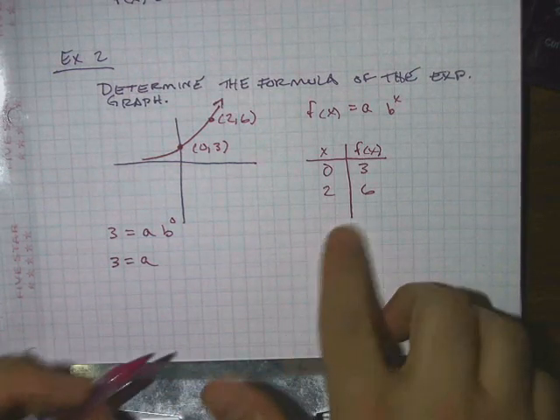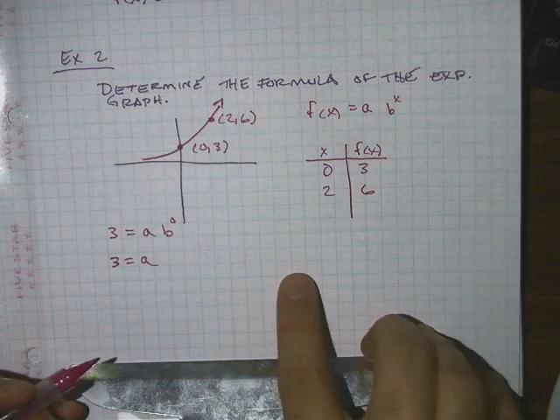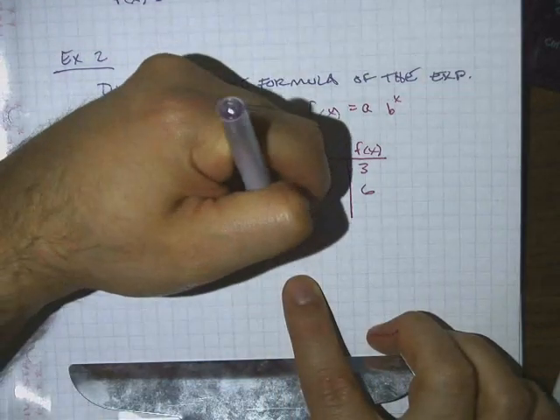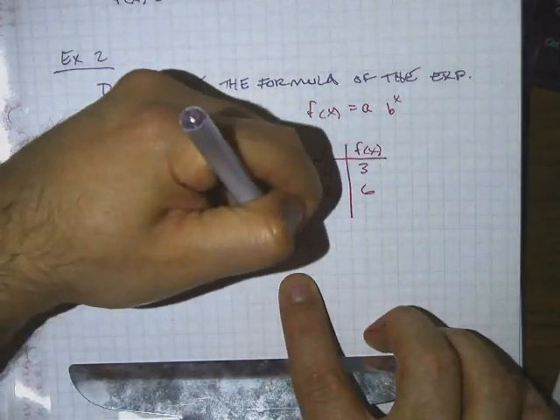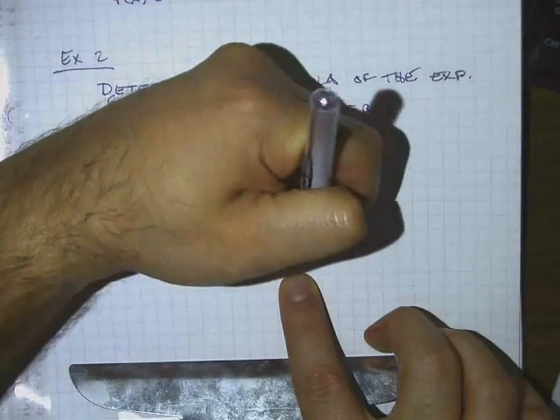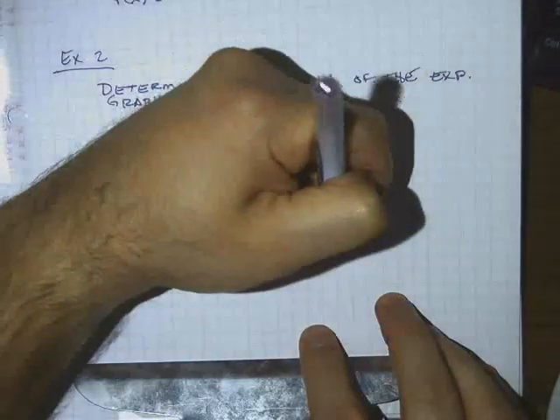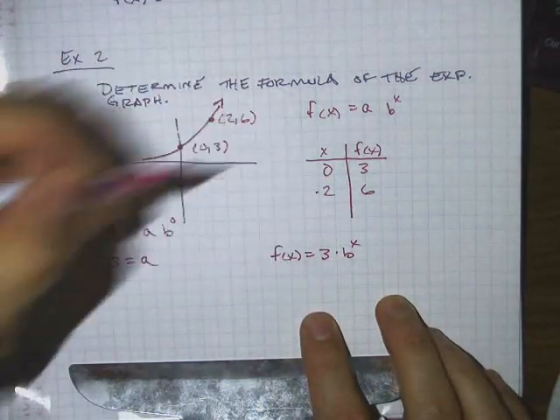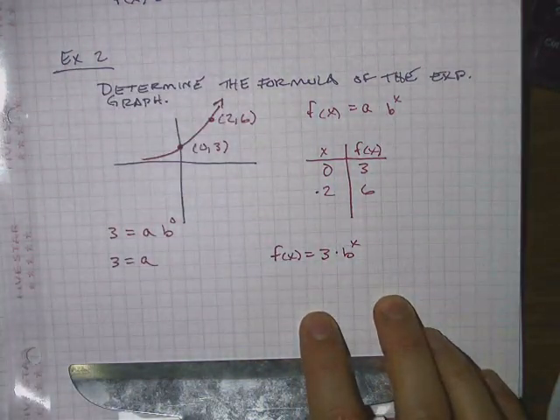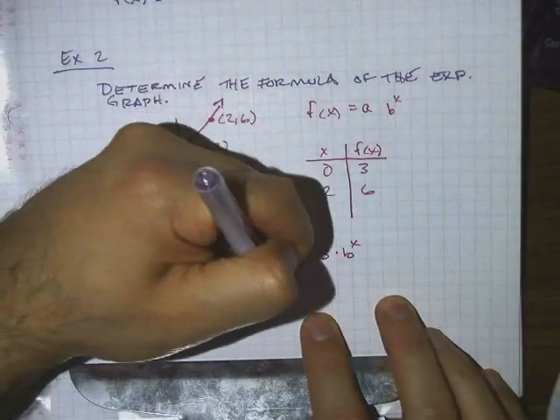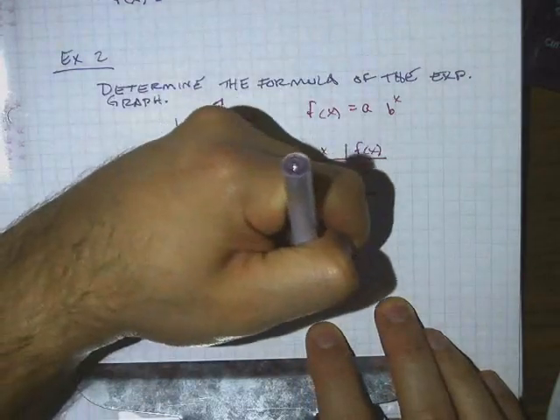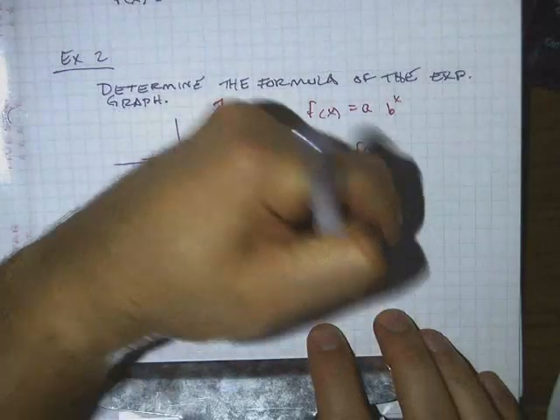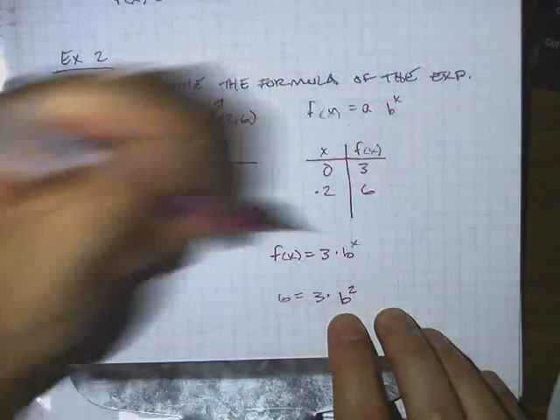To figure out what the b is going to be, we're going to plug that a into the equation. We write the general form out first. F of x is equal to 3 times b to the x power. And then we can evaluate our second point. We can use our second point to figure this out now. I'm going to say that 6 is equal to 3 times, we still don't know what b is, but now we know that x is 2.